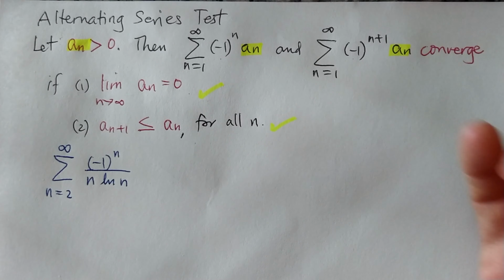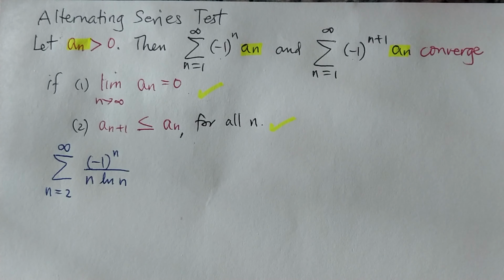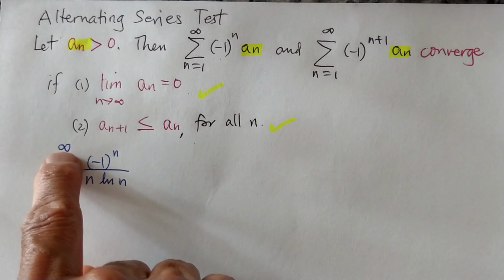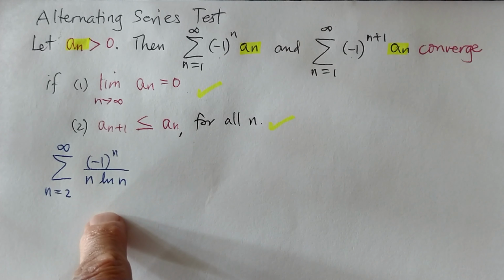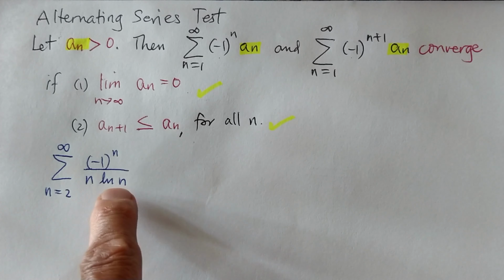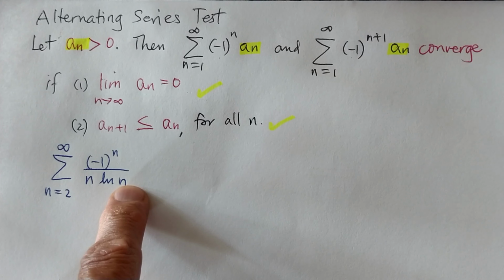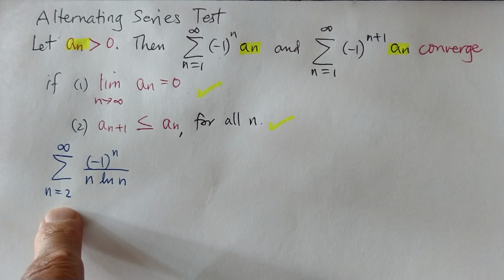Okay, let's look at this series now. (-1)^n over n times ln of n, starting from 2 to infinity. Noting that if n is equal to 1, then ln of 1 will be 0, and that will not be defined. So n starts at 2.